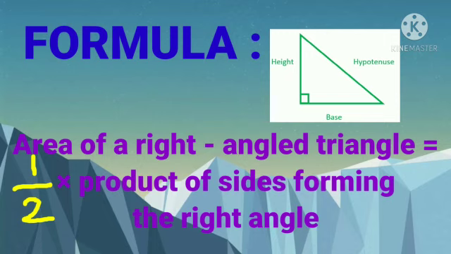Now what you have to do is take the two sides which form your right angle. See in the figure which two sides form your right angle, that is height and base. So you have to take the product of height and base. Product means you have to multiply this height and base. Clear? Then multiply it with 1 upon 2. So you will get the area of a right angle triangle.